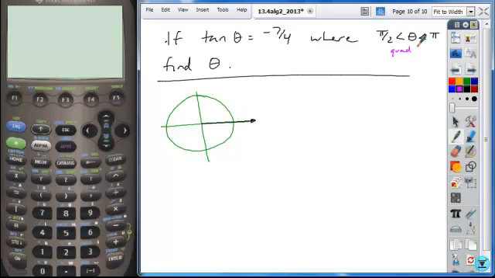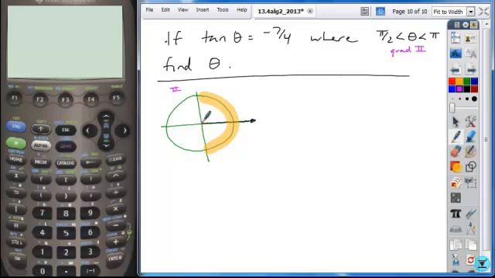So if the terminal side has to lie in or between pi over 2 and pi, which quadrant will that fall in? Pi over 2 to pi is quadrant 2, right? So it's going to lie in this quadrant. So when we calculate inverse tan again, it's going to give us an angle in quadrants 1 or 4. So we're going to have to interpret that information to find the actual angle.